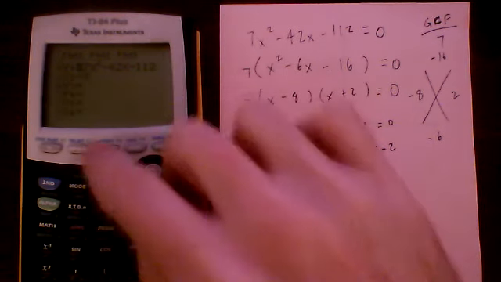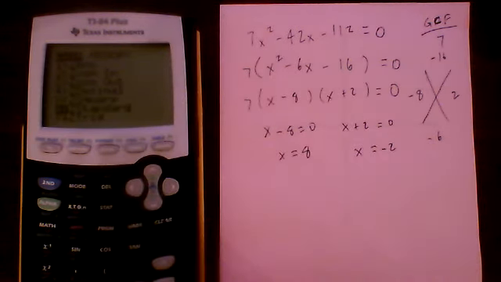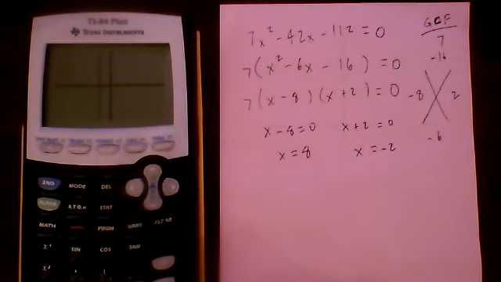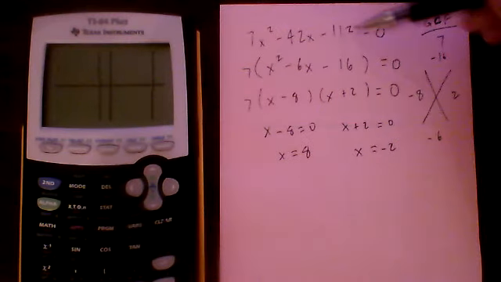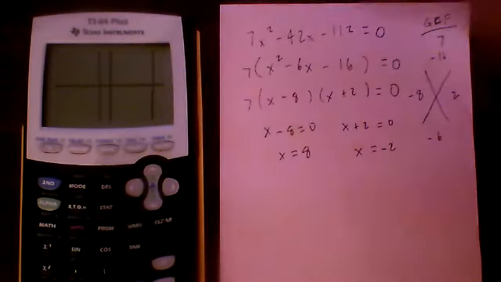Okay. And then I'm just going to set up a standard window here. So choose zoom 6, which is zoom standard. Sometimes you might have to adjust this a little bit, and you'll notice this does look a little strange. And that's because of this -112 over here. So if I wanted to play with it a little more, I would have to adjust my window, but I really don't have to. I'm really looking for these 2 points.